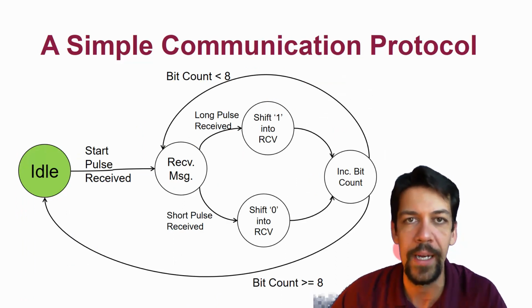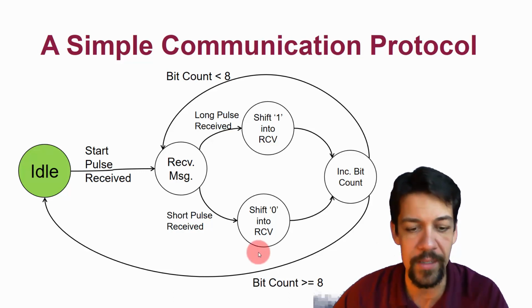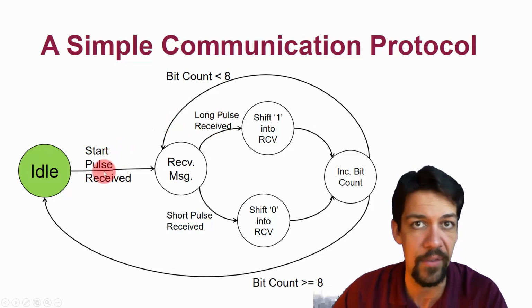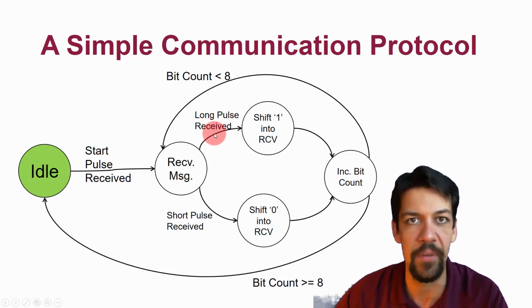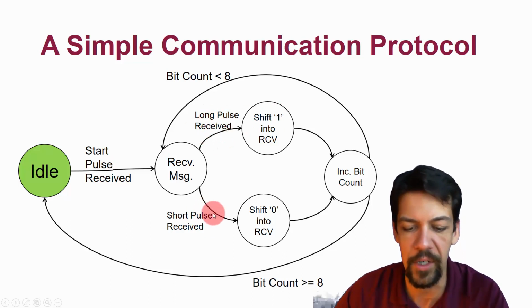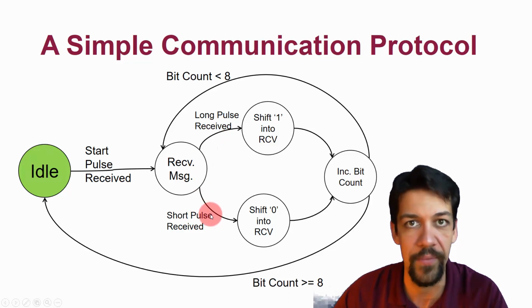What if we mistransmit? What if there's noise on the line and the start pulse isn't received correctly, or a long pulse is mistranslated as a start pulse and we're out of order? Or what if we have some noise and a long pulse is interpreted as a short pulse, or vice versa, and all kinds of things can go wrong here.